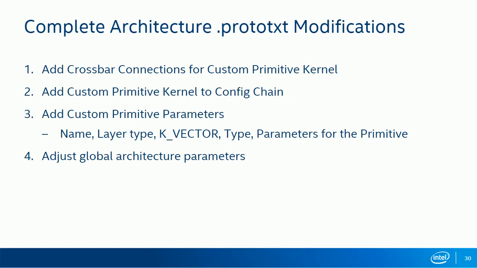To summarize the architecture.prototext modifications, here are all the steps again. First, you'll need to create the crossbar connection for your custom primitive. Add the primitive to the config chain, and add the custom primitive specific parameters, and lastly, if necessary, adjust global architecture parameters.